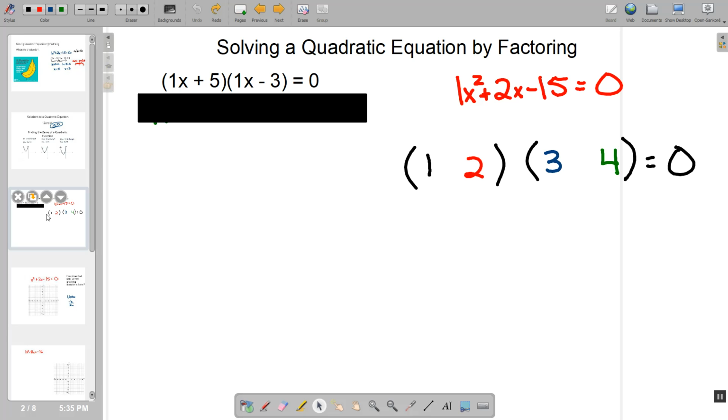So let's use that to start solving a problem by factoring, because when we solved equations by graphing, it took a really long time. This method is going to be much quicker, but it's a little bit harder to learn at face value. On that very first equation we started with, we have x squared plus 2x minus 15 is equal to 0.